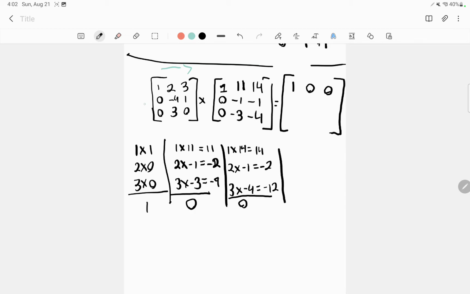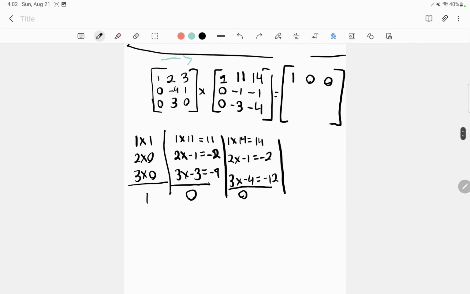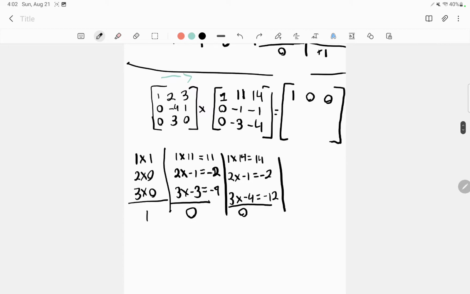Now, on this one, I'm going to start right here. Going to start with 0. So I'm going to start with the second row on the first matrix. So it's going to be 0 times 1. Then it's going to be 0 times 0. Then it's going to be 0 times... Oh, shoot. No, I'm getting it all wrong now.